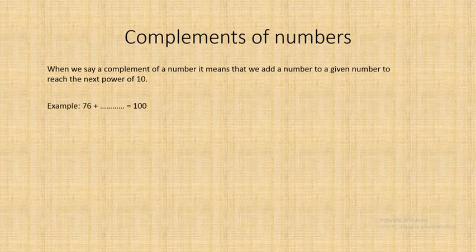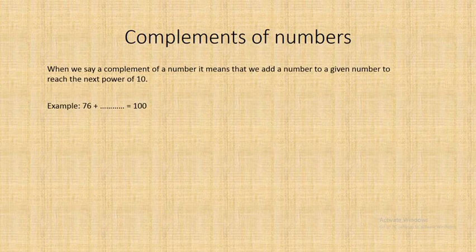So for example, here this is a given number. It's 76. I want to add to this 76 a number to reach 100. The next power of 10 is 100. So 76 plus what is gonna equal 100? Here, I know that all of you can do it with inverse operations, like 100 minus 76 is gonna be the answer, but no, I need you to do it with a mental strategy. With a mental strategy, it's very important.